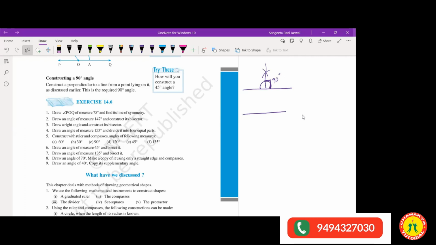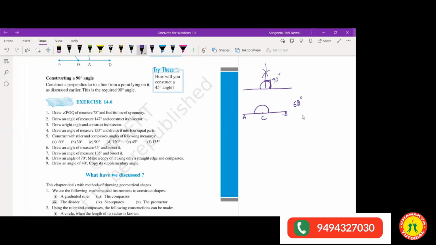Now suppose I tell you to make angle 60 degree. How will you make 60 degree? You will draw this line. Suppose you have this line AB. Listen very carefully. Take any point C on this line, and with your compass, with any measurement, just make an arc as you were doing in the perpendicular questions. Make an arc.